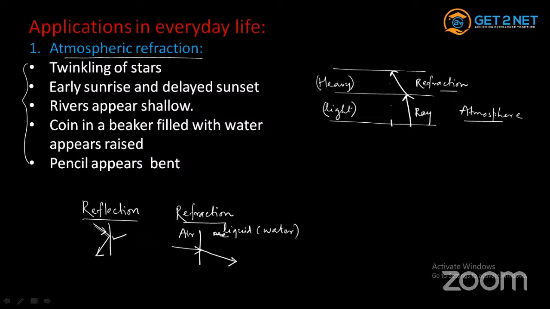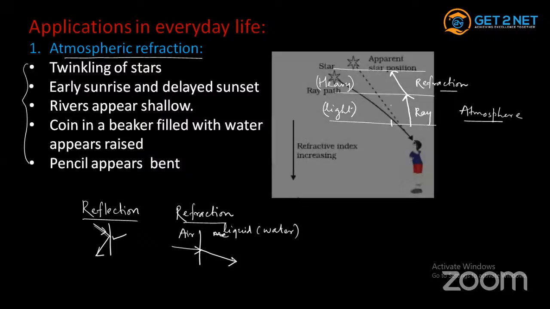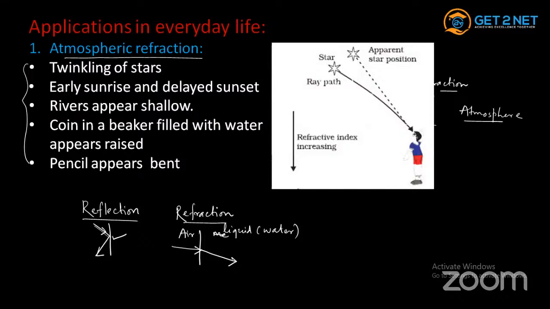Another one is early sunrise and delayed sunset. See, this is the twinkling of stars. Actual star position is here, but the apparent position is somewhere else. That means the star is at one actual position but it is seen at another position from time to time. So that is due to atmospheric refraction.